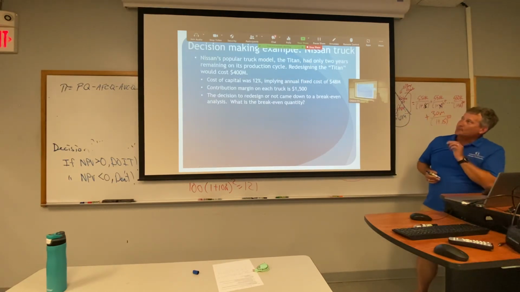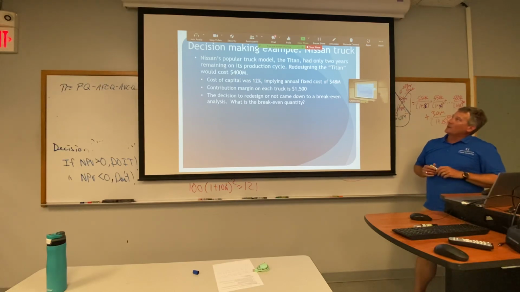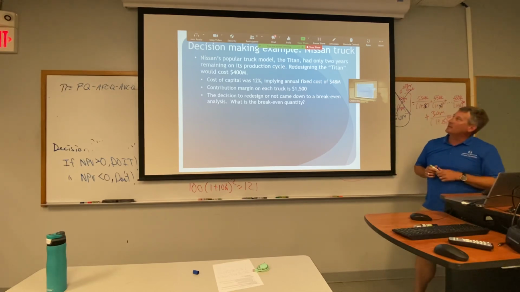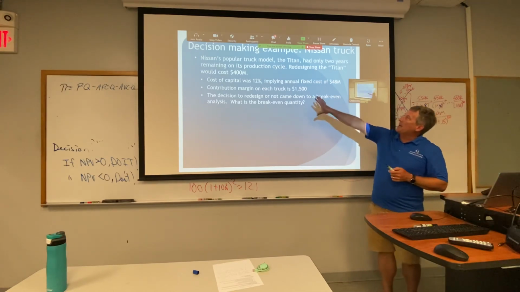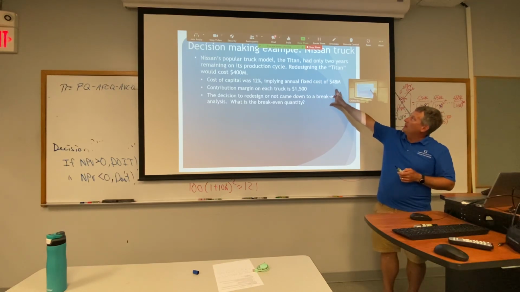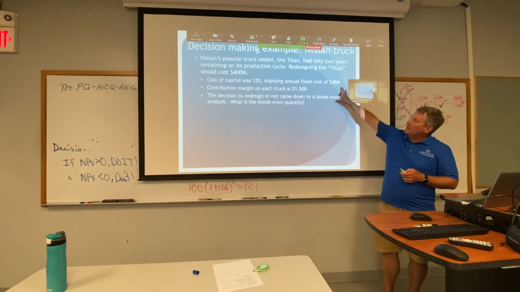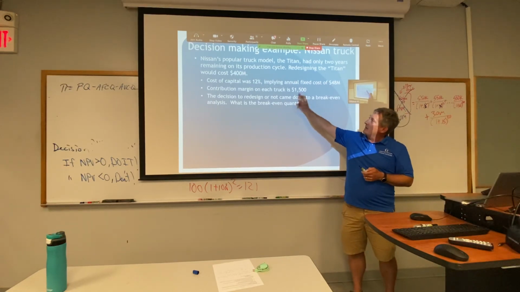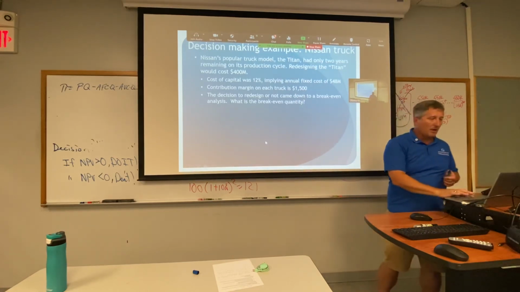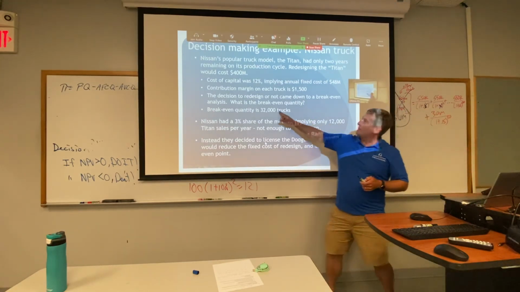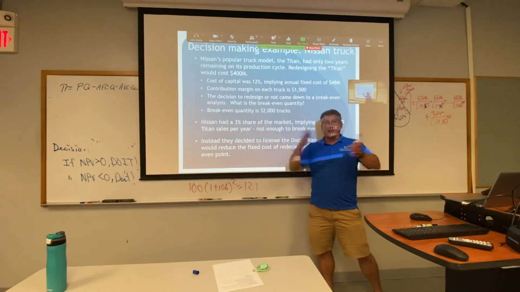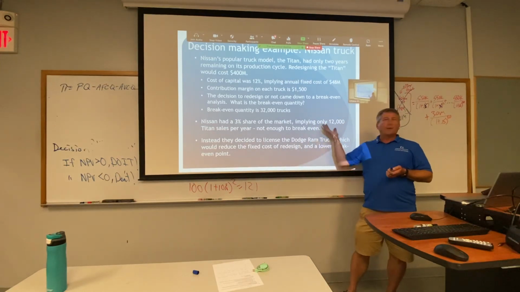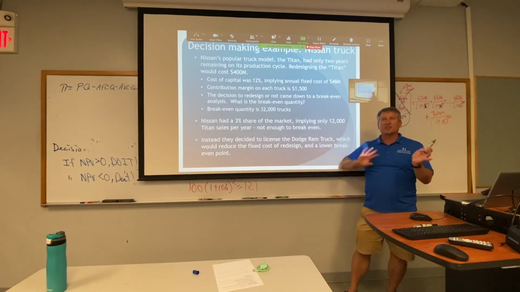A quick example: Nissan was looking to do a redesign, which would be $400 million worth of fixed cost. With a cost of capital of 12%, we've got the fixed cost of $48 million. Each truck was making $1,500. So to break even, following that formula, we'd have to sell 32,000 trucks. They went through the math and came up with that, and said, well, that's stupid. We've never sold 32,000 trucks. So let's scrap that idea.